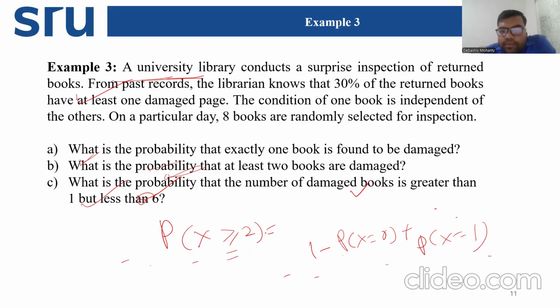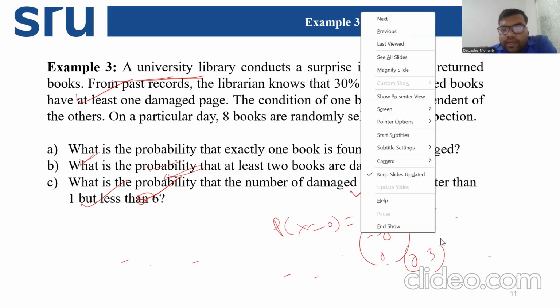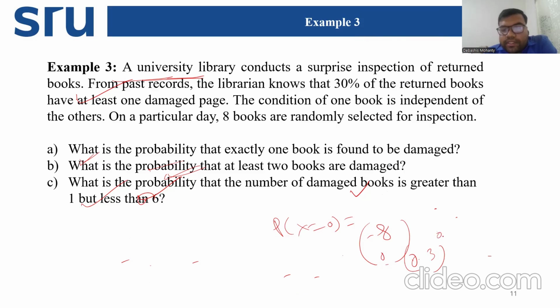Here we need to calculate the probability of x equals 0 first. So the probability of x equals 0 is 8C0 times p to the power k. P is 0.3, right? What is the k value? Here x equal to 0 means k is 0. Then 1 minus p, 1 minus 0.3, to the power n minus k. N is 8 minus 0, right?